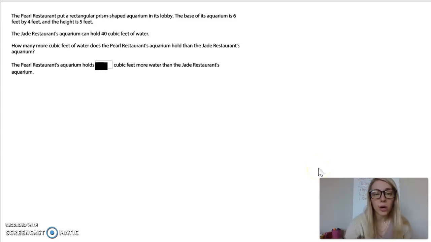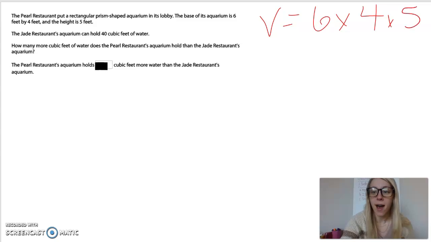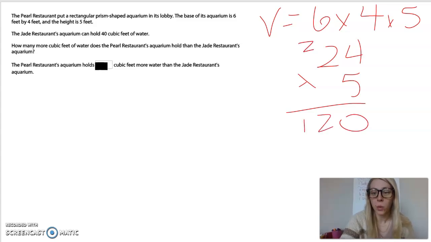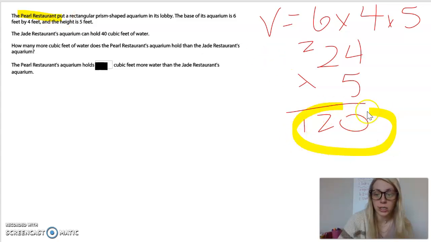This one says, the Pearl restaurant put a rectangular prism-shaped aquarium in its lobby. The base of the aquarium is 6 feet by 4 feet. The height is 5 feet. So we can find the volume of this aquarium, 6 by 4 by 5. So that's going to be 24 times 5, giving us 120 cubic feet, okay? So that's the Pearl restaurant.